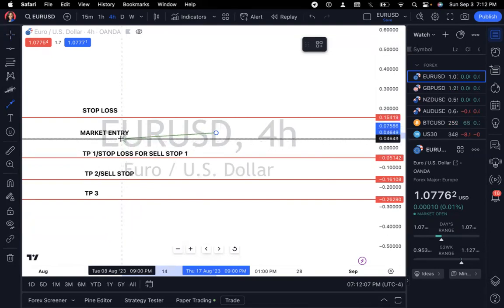So you get in that market entry. You set your TP1. TP1 is also going to be a pending order. The same number that you have for TP1 is going to be a pending order for the sell stop. And now your entry could become your stop loss. So essentially, you're catching all the pips as the market goes down.